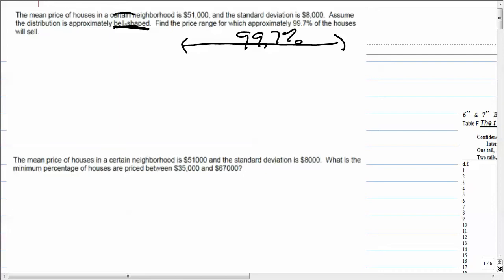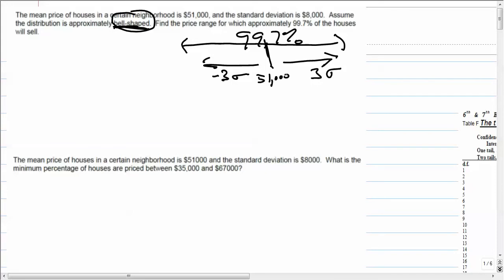The key word here is it's approximately bell-shaped. That indicates we want to use the empirical rule, the empirical rule table. That's what we're going to work with here. What we know from the empirical rule is that 99.7% of all data lies within 3 standard deviations of the mean, which is 51,000.